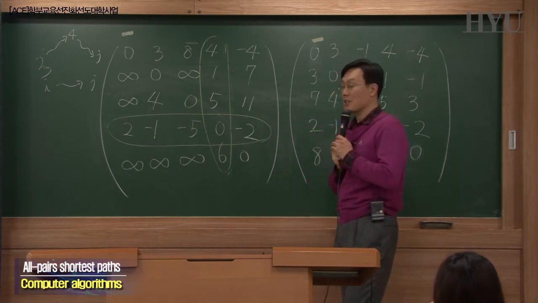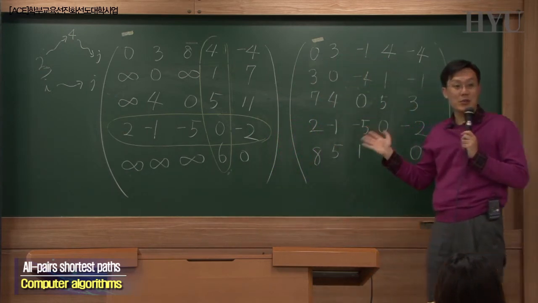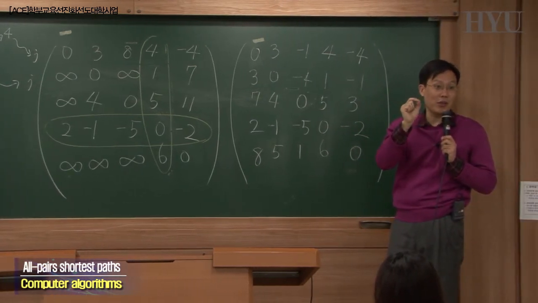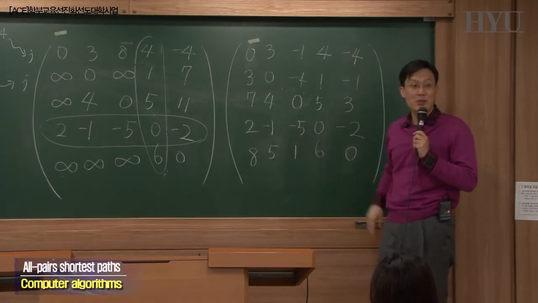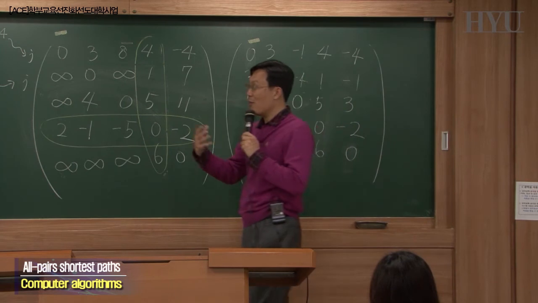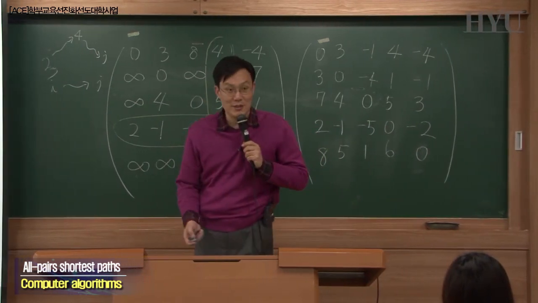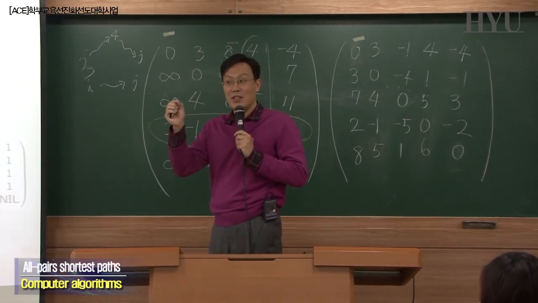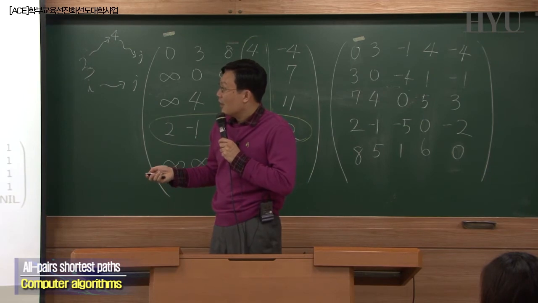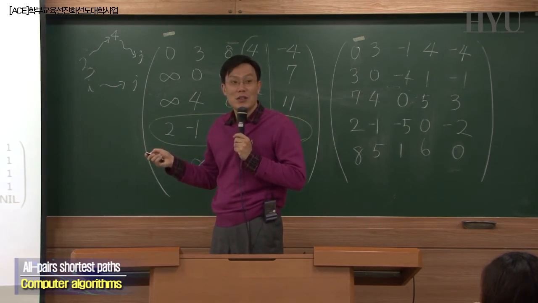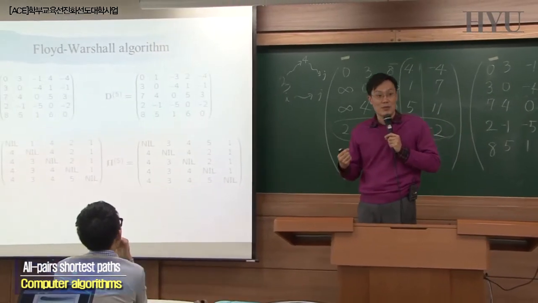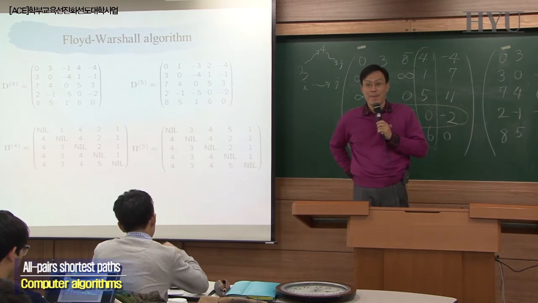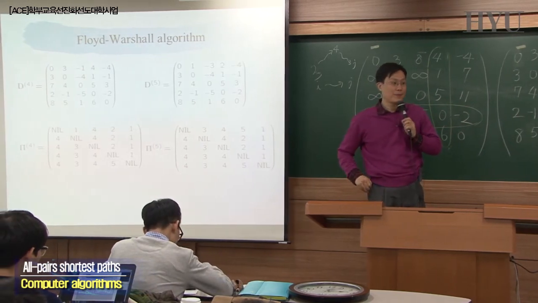N squared. Yes, we calculated all N squared entries, but it takes just constant time to calculate only one entry. So the running time is N squared. And how many tables do we calculate? We calculate from D0 to n. So we calculate n tables. So the running time is n cubed, simply. Okay?